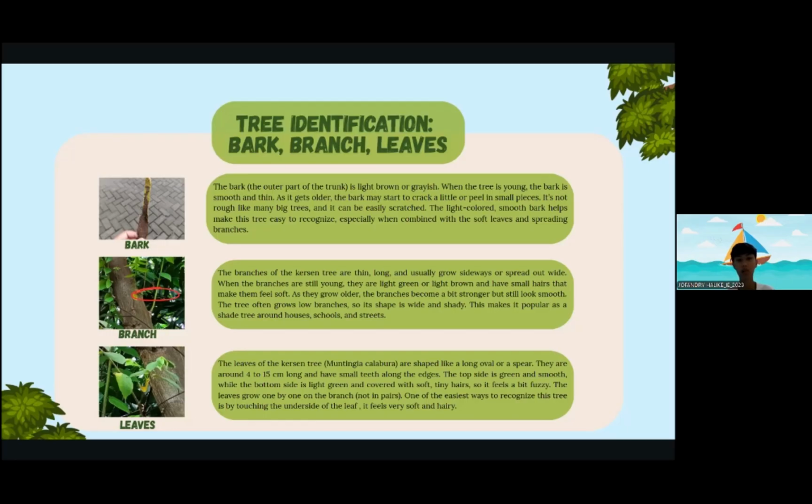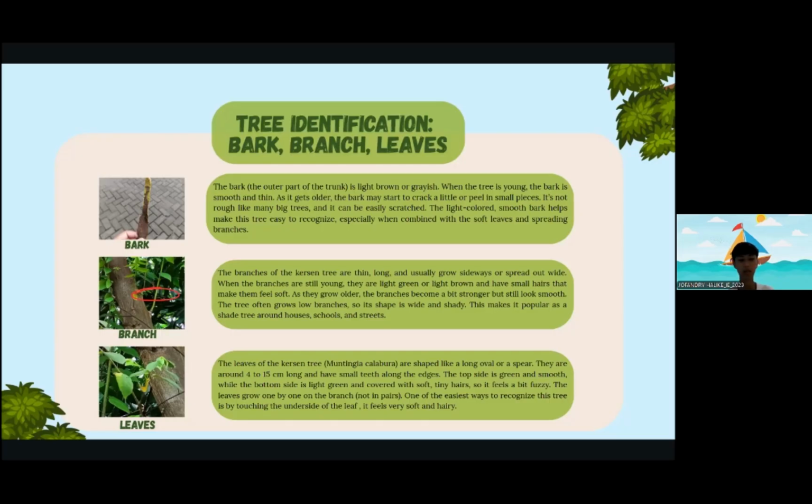The light color, smooth bark helps make this tree easy to recognize, especially when combined with the soft leaves and spreading branches. The second one is branch. The branches of the crescent tree are thin, long, and usually grow sideways or spread out wide. When the branches are still young, they are light green or light brown and have small hairs that make them feel soft. As they get older, the branches become a bit stronger, but still look smooth. The tree often grows low branches, so its shape is wide and shady. This makes it popular as a shade tree around houses, schools, and streets, like in our university.